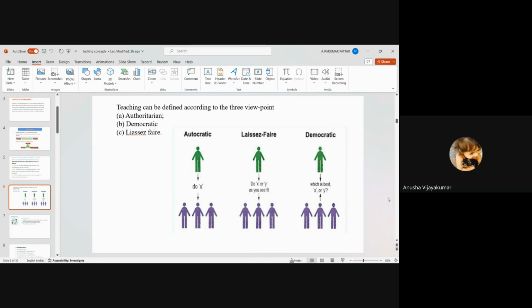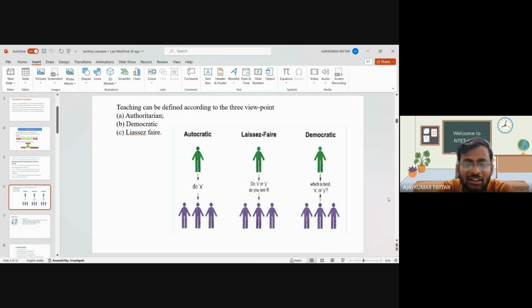Authoritarian or autocratic, both are similar words. Don't confuse. In the picture, it is written as autocratic, but it comes under authoritarian only. In the authoritarian type of teaching, what happens? The teacher or instructor or whatever influencer tells do X, meaning do something, then the learners or other persons will do that thing only. So authoritative in nature. What the teacher tells, the student should do that thing only. Do X means all of you do X only.